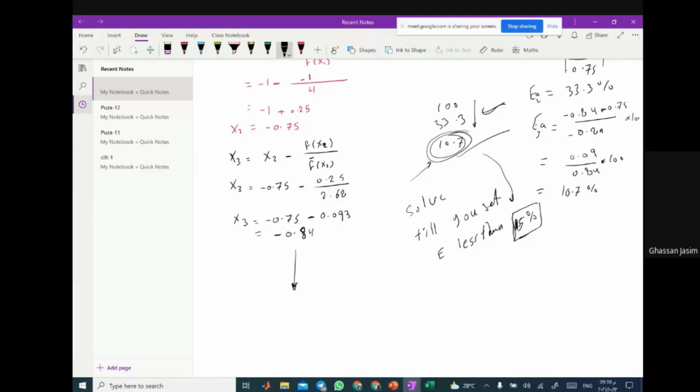You can stop. If I say E must be less than 10%, then you need to make another iteration. You have to find x4, for example. Maybe you need to find x5. Is that clear? Yes.